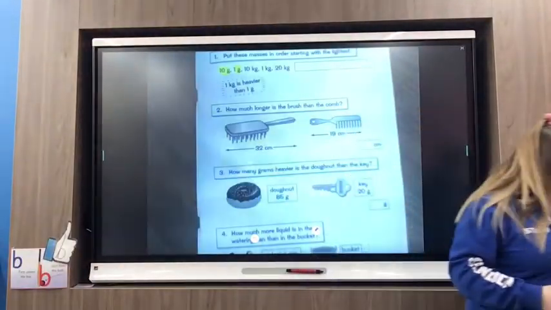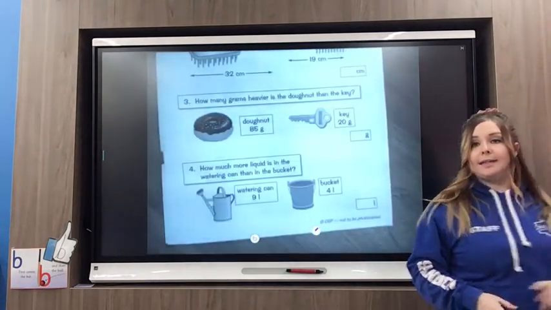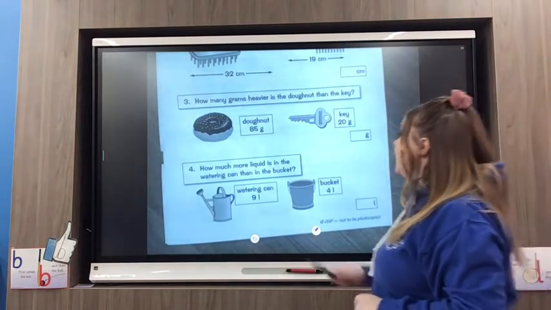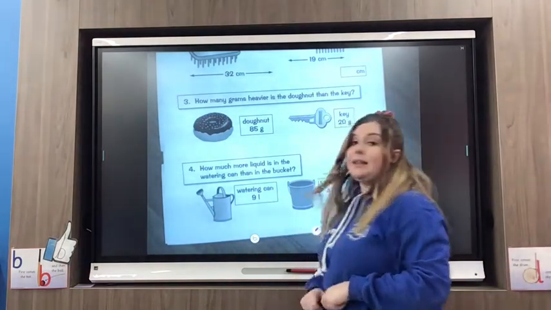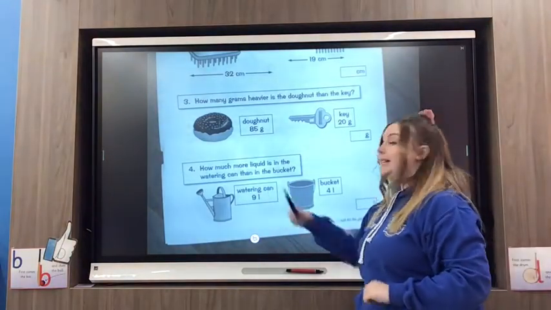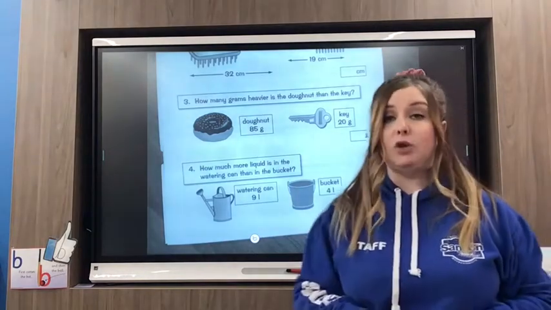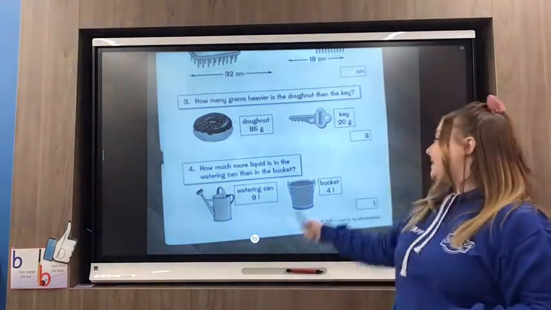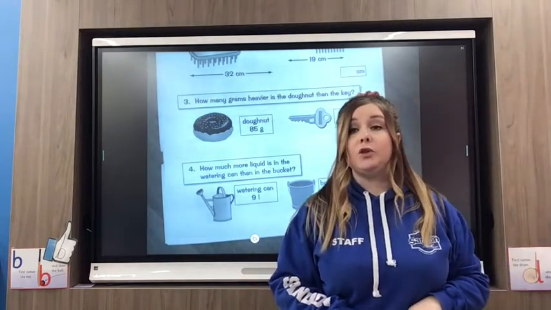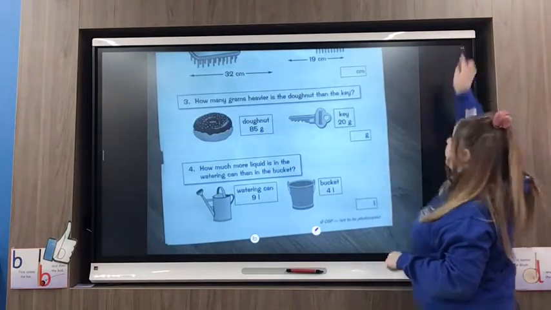And question number 4, guys, is asking you to do exactly that. So how much more liquid is in the watering can than in the bucket? So you've got 2 amounts, you've got 9 litres and 4 litres. Highlight your biggest amount on your 100 square and take the littlest amount away. Once you've done those 4 questions, year 4, I've got an extra challenge for you.